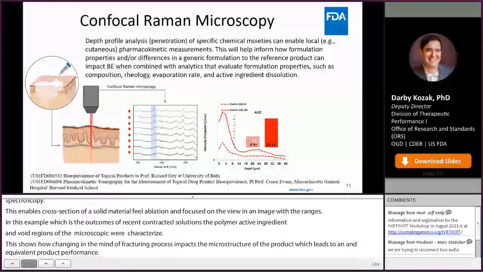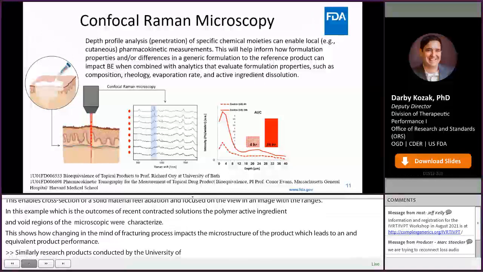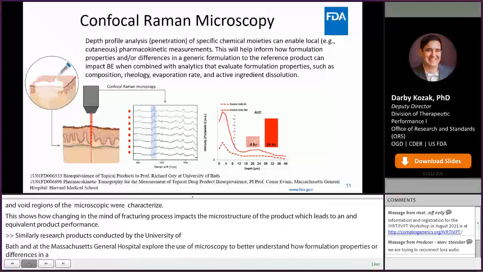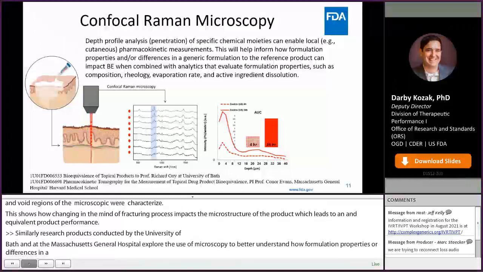Similarly, GDUFA research projects conducted by Professor Richard Guy at the University of Bath and Professor Conor Evans at the Massachusetts General Hospital have been exploring the use of confocal Raman microscopy to better understand how formulation properties or differences in a generic formulation can affect the cutaneous penetration and thus local pharmacokinetics. This can be valuable to supporting bioequivalence of a locally acting product such as topical dermatological drug products.